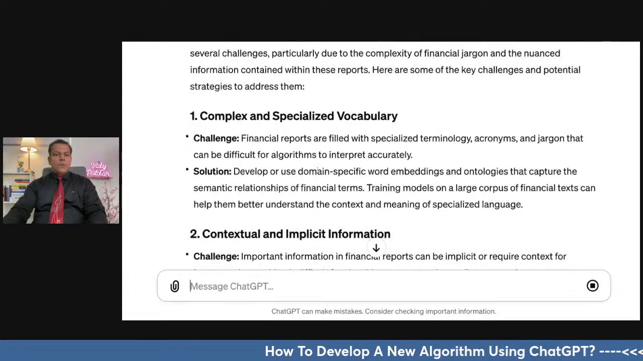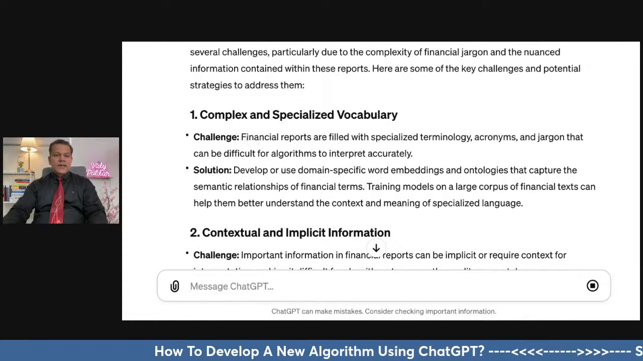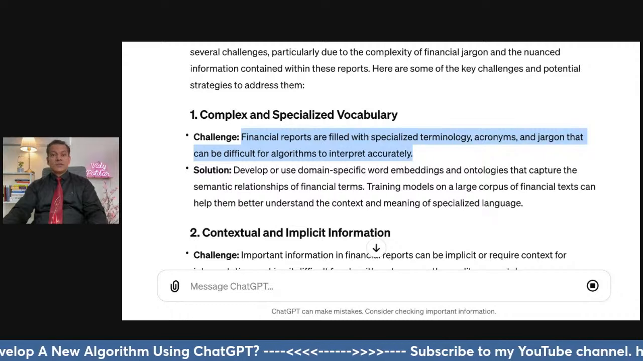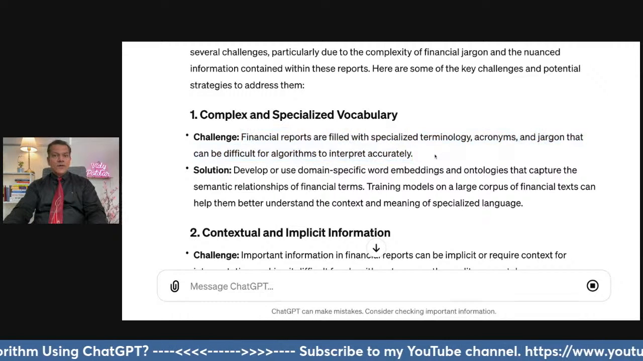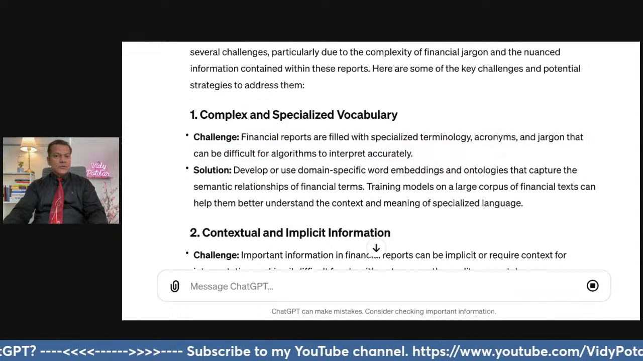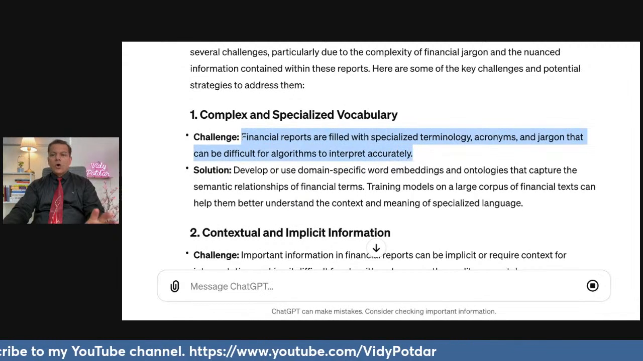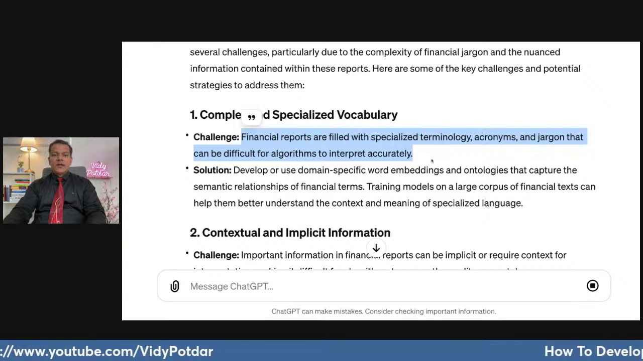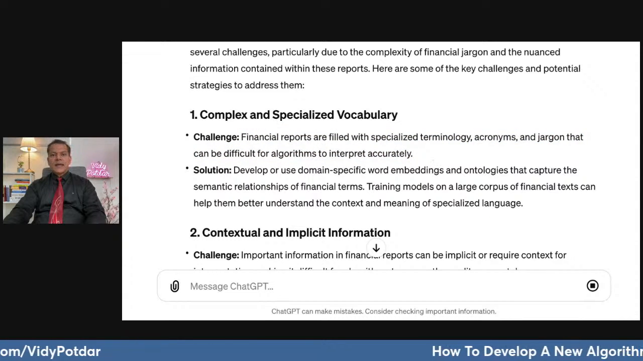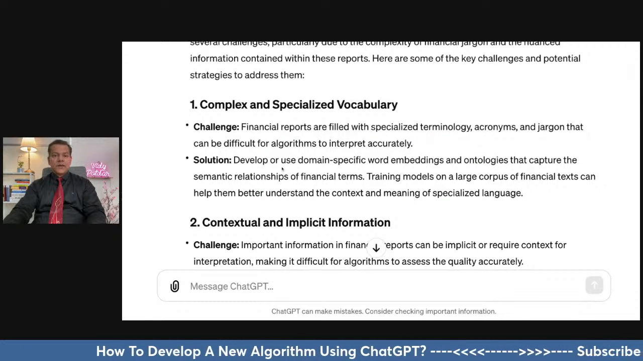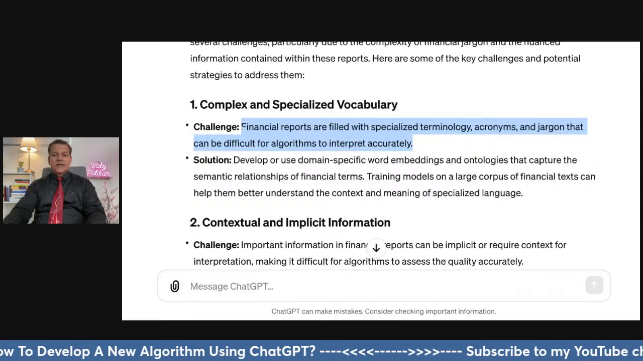So here we have complex and specialized vocabulary. Like in financial terms, there are so many different words or terms that we use, or ratios that we use, like return on investment, net present value, and so on. Having all these terminologies and acronyms and jargon can be difficult for the algorithm to interpret accurately. So you should have some form of a localized, customized dictionary which has all these terms that are used.